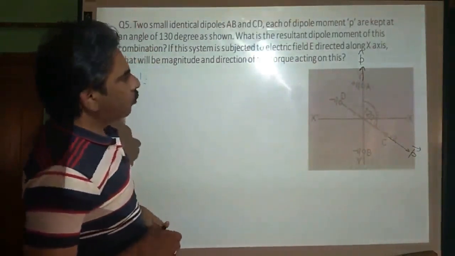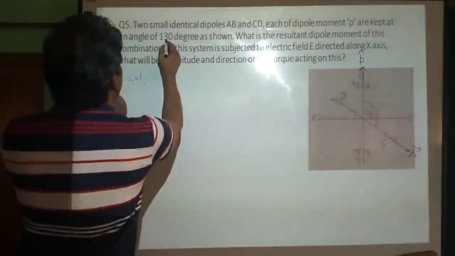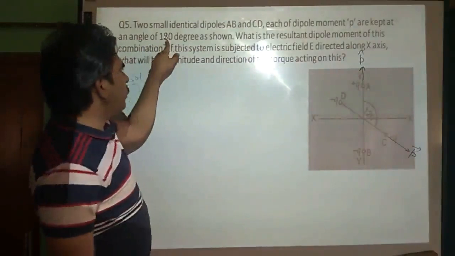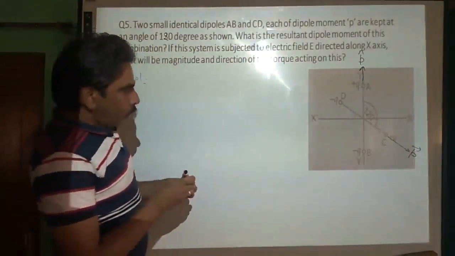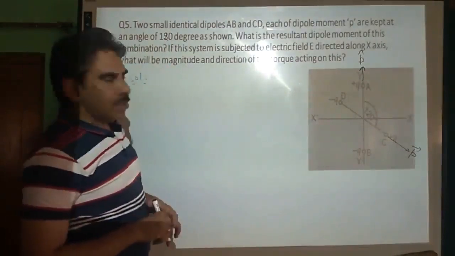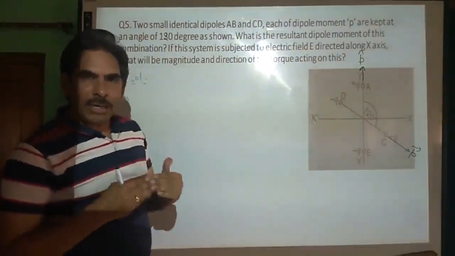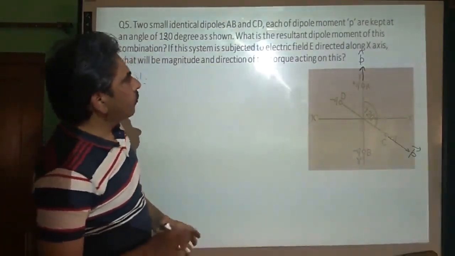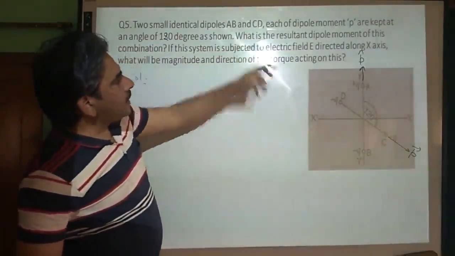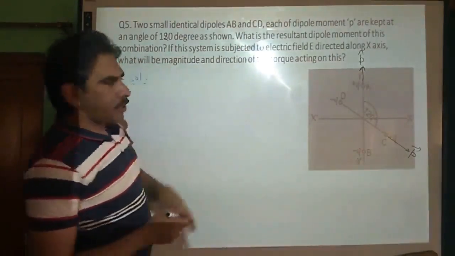So both the dipoles are kept at an angle of 120 degree. Please take it as 120 degree, not 130 degree as per the diagram. So both the dipoles are inclined at 120 degree. That means the dipole moments of both the dipoles are inclined at 120 degree. This is the situation here. Then we have to find out the resultant dipole moment of this combination.